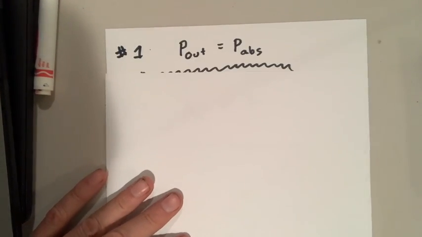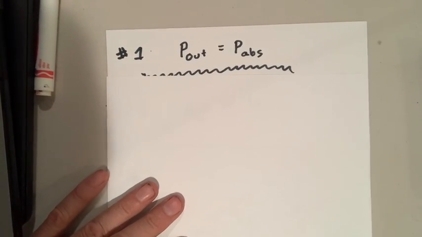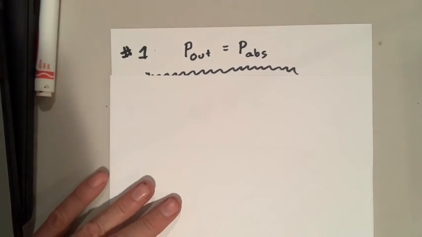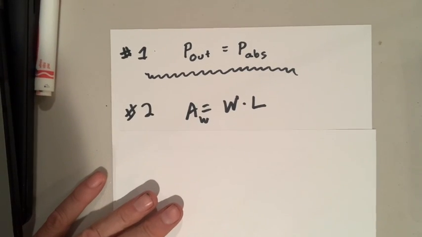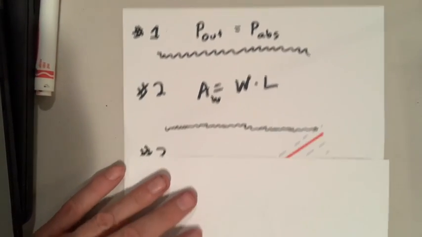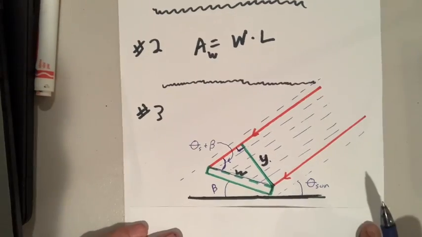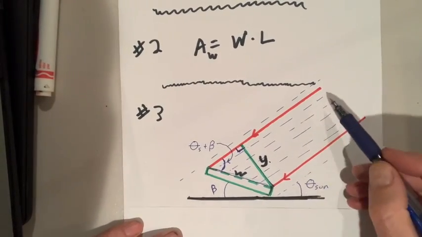All right, let's turn this into math really quickly. It is not that bad. The power out equals power in when it's in thermal equilibrium. Water out equals water in, water equilibrium. Area is width times length, and it starts to get interesting. This is the one moment that we need to stop and think a little bit.